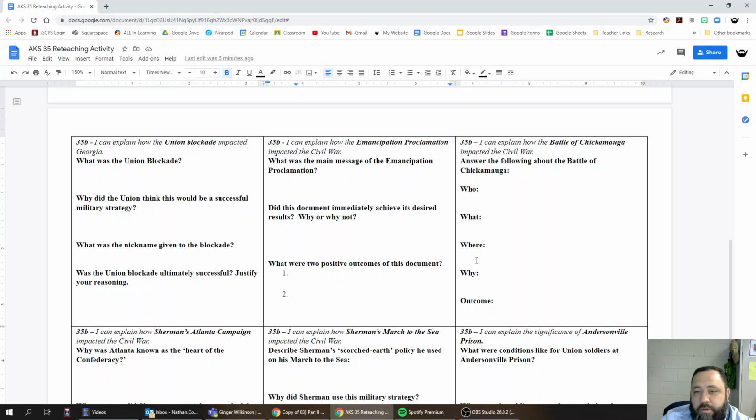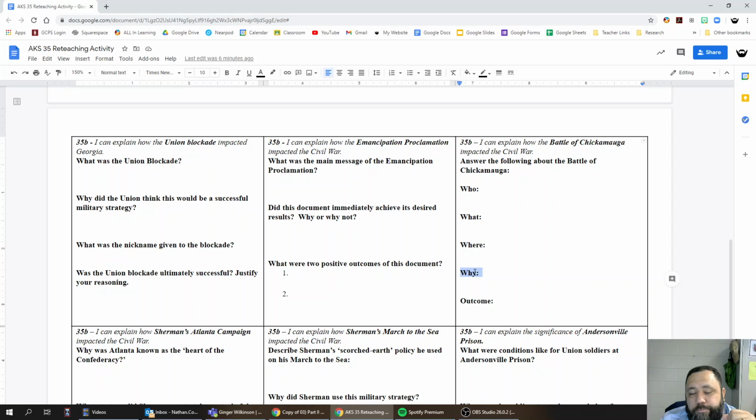All right, so let's go ahead and get over here to the Battle of Chickamauga. So you're going to give me the W's on it. Who? This is the Union Army fighting the Confederate Army. What was it? It was the second deadliest battle of the Civil War. Where did it take place? In Georgia, just south of Chattanooga, Tennessee.